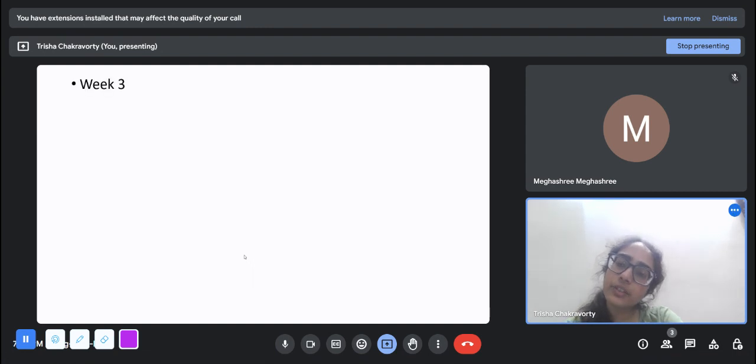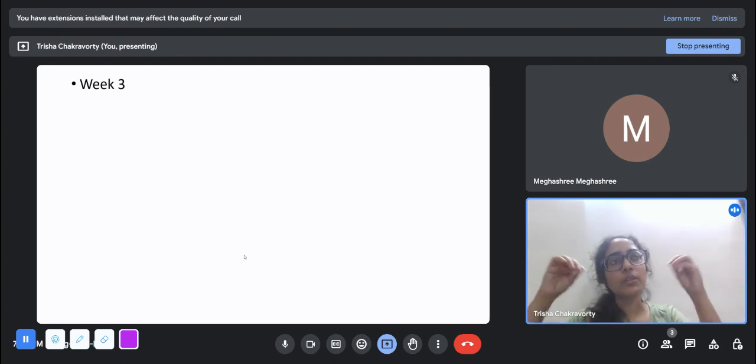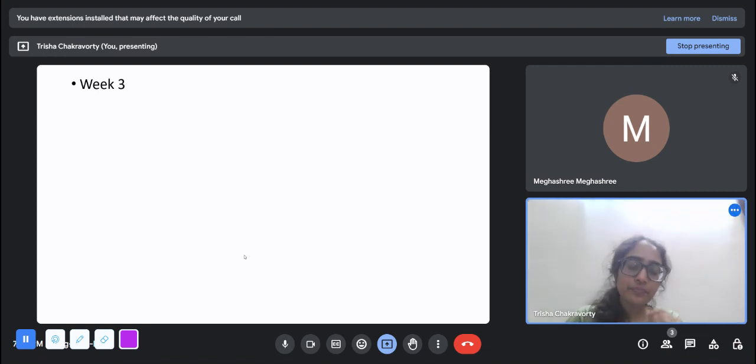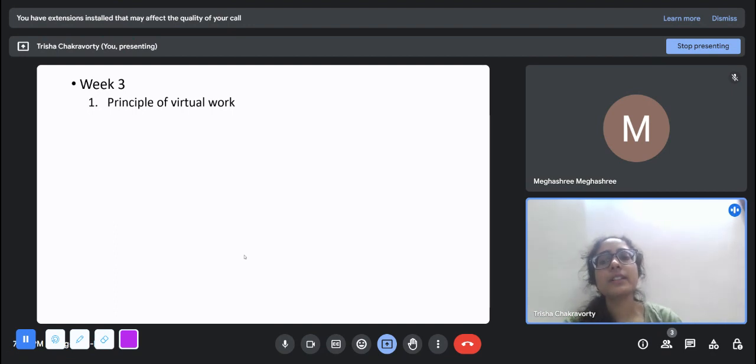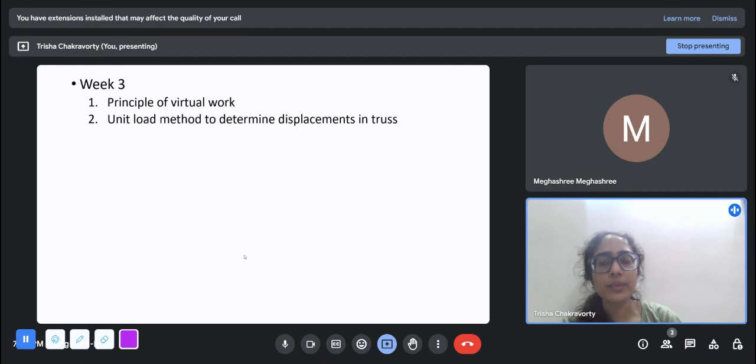And in week 3, we looked at the other kind of response of a structure. There are two major kinds of responses: the force response and the displacement response. In week 2, given a truss and the loading and boundary conditions, we looked at how to find the member forces in its members. And in week 3, we looked at how to find the joint displacement. The tool for that is the principle of virtual work and the unit load method, which helps us determine displacement in trusses.